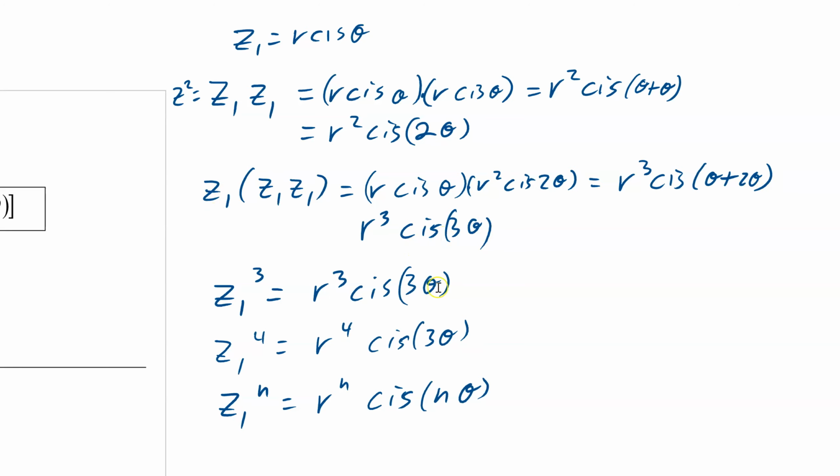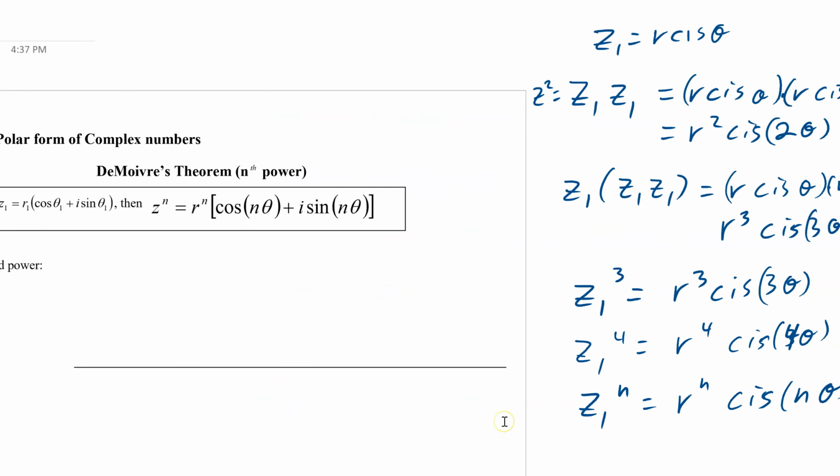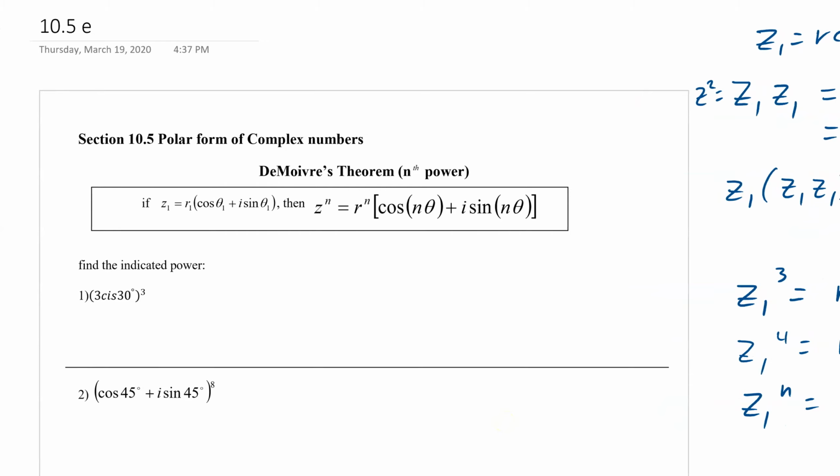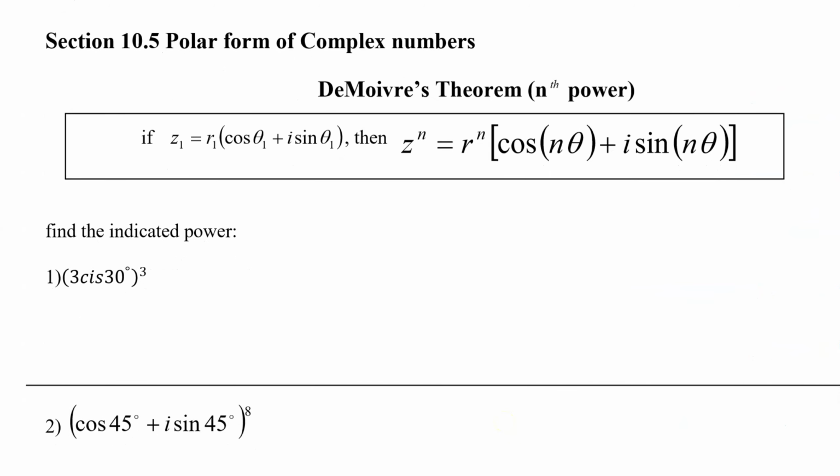And so it's going to be that same pattern. If we do another z1 onto it, we're just going to put another r and another theta. And so z to the n would just be this. Okay, so that's our formula. So it's a very nice one that works really well.